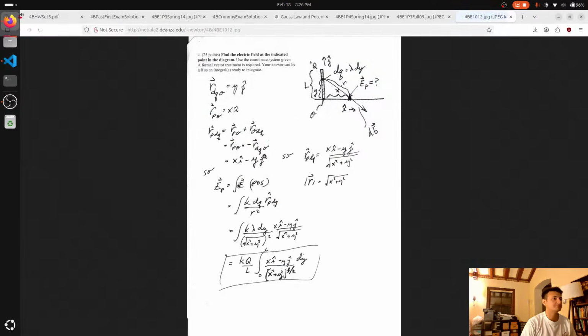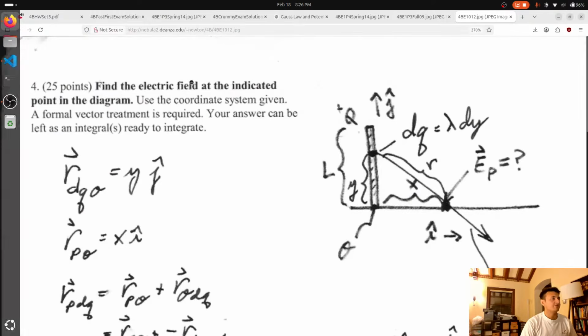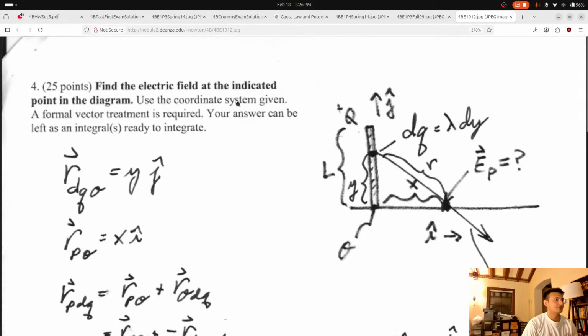Okay, 42. Find the electric field at the indicated point in the diagram. Use the coordinate system given. A formal vector treatment is required. Okay, I need to get a new pen because this pen is totally dying on me. All right, so this is just integral dE. Bro. Okay, I think I can do this.